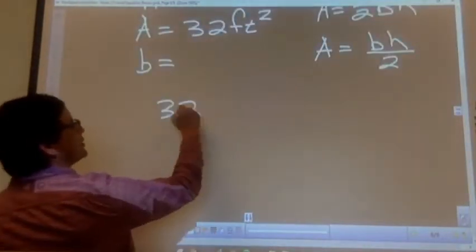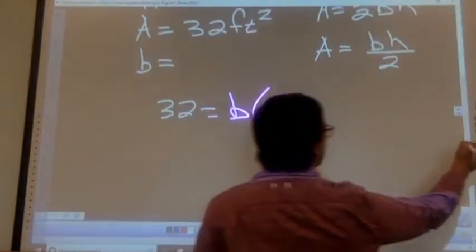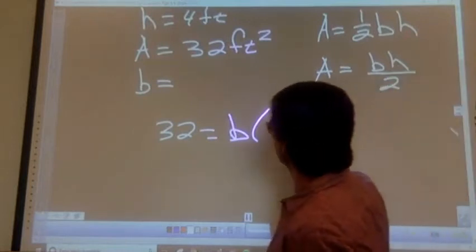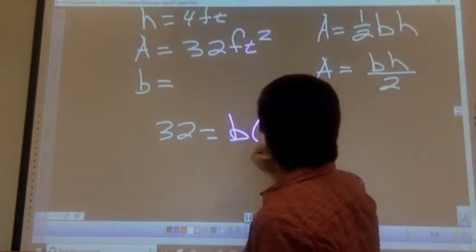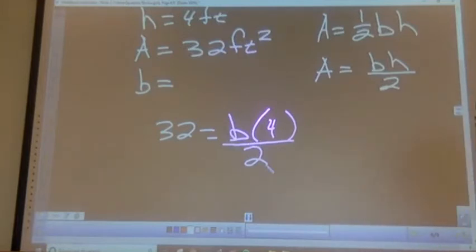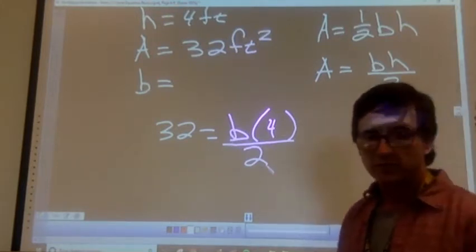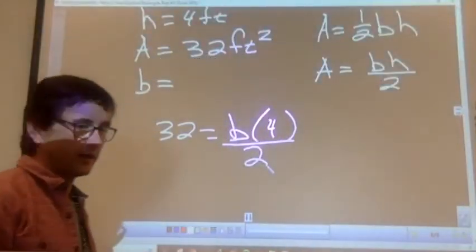So we're going to plug in. So we got 32 equals, we're trying to find B. We've got the height of 4 feet. And then we've got the divide by 2. So I use the base times height divided by 2. So the 2's in the way. How do I get rid of that 2?